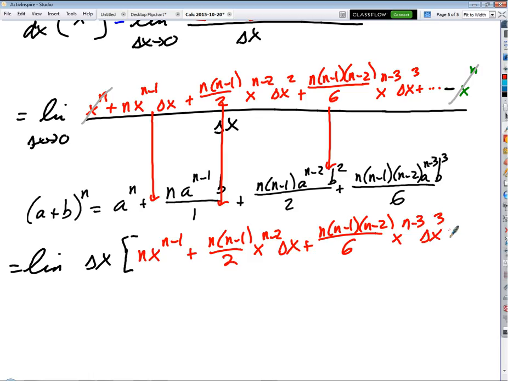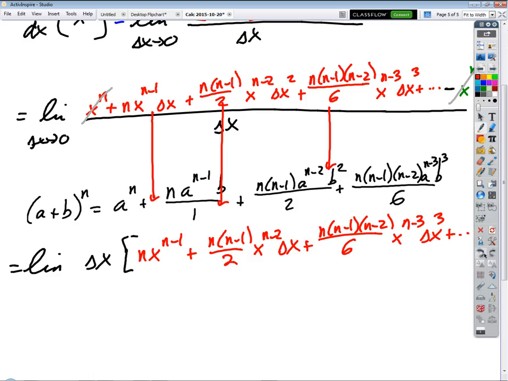Whoops, did I mess that up? Did I forget one? That's supposed to be squared, and the earlier one should be cubed. Oh, you're right. I forgot what we were doing. There we go. All over delta x.